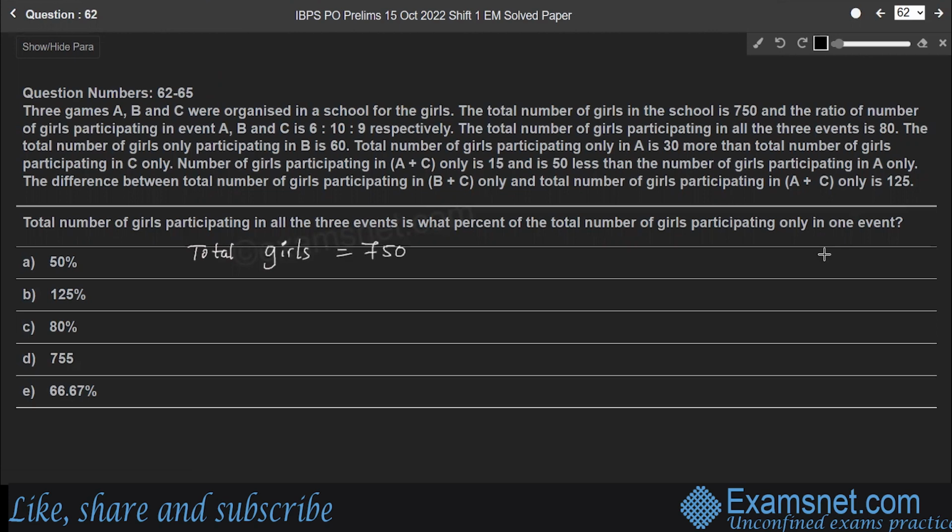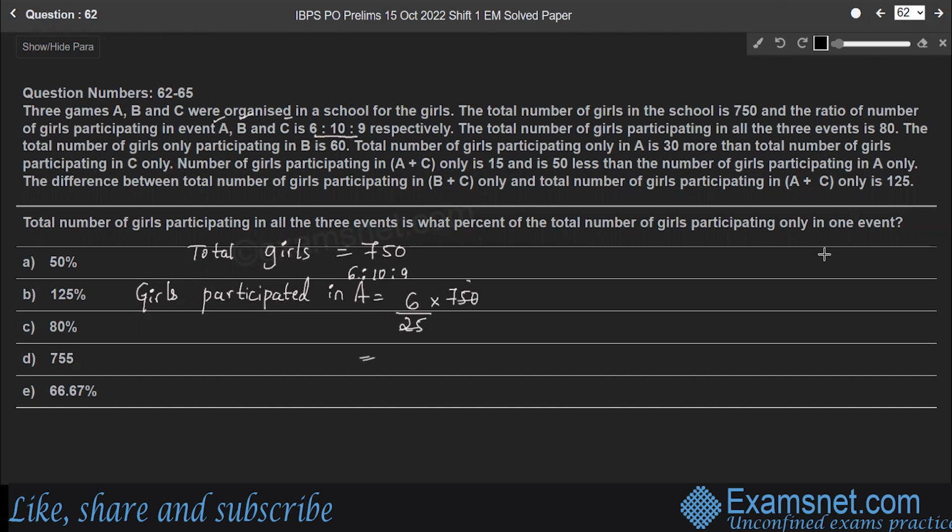In that, some girls participated in event A, some girls participated in B, and some participated in C. And their ratio is 6 is to 10 is to 9. So let us write girls participated in event A. So by the ratio, 6:10:9, that is out of 25. So 6 plus 10 plus 9 is 25. Out of 25, 6 girls participated in event A. Therefore, out of 750. Right?